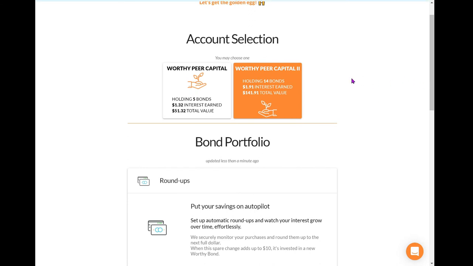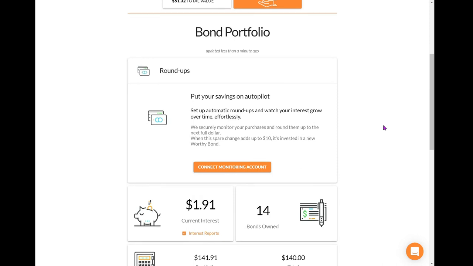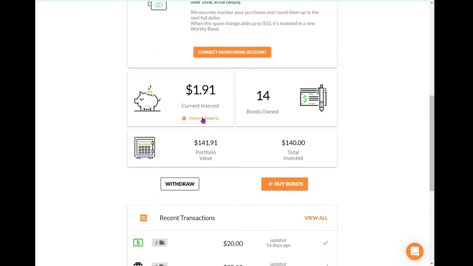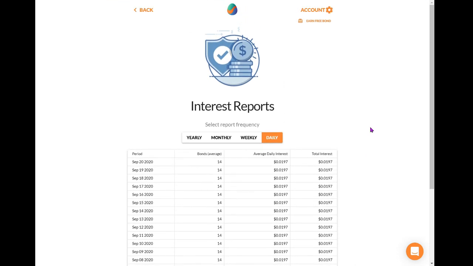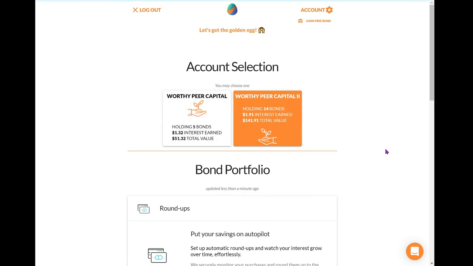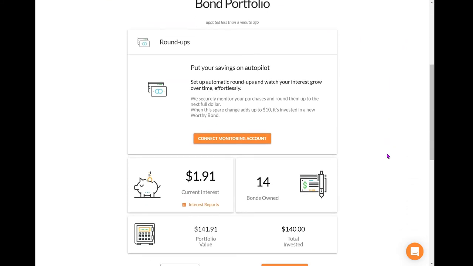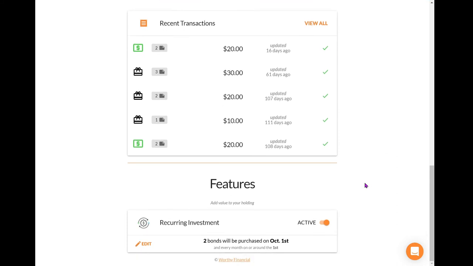Worthy Peer Capital 2, check it out, $141.91. I do have 14 bonds. I've earned $1.91, but I am getting almost 2 cents a day every single day. So I add these two together, it's worth $143.23. The first of every month, I have two bonds going in. So a couple more weeks and I get two more bonds.